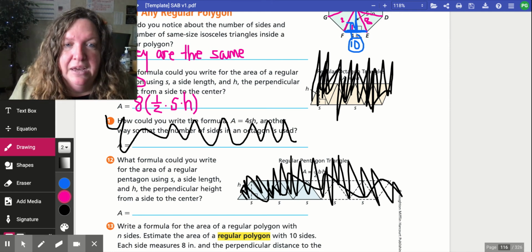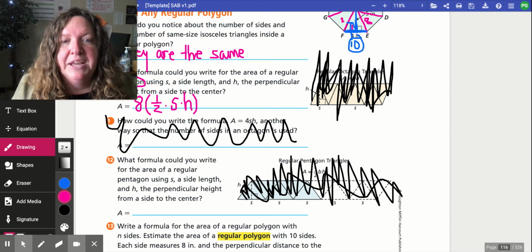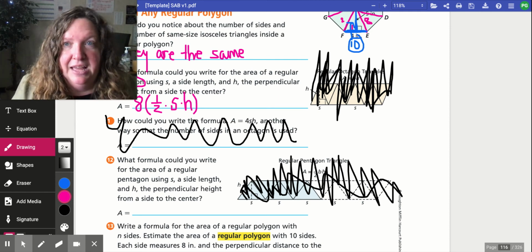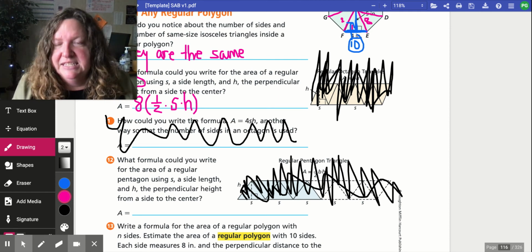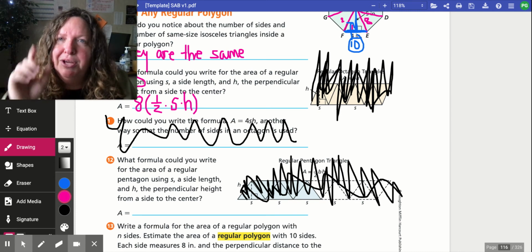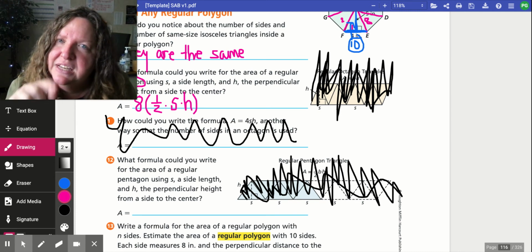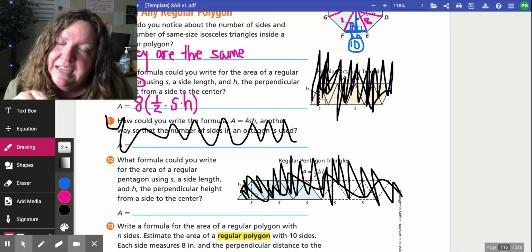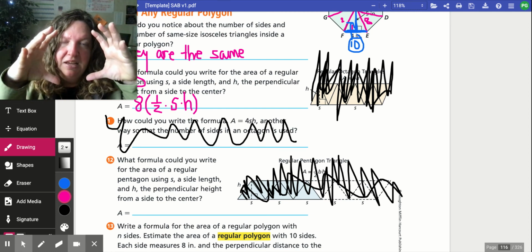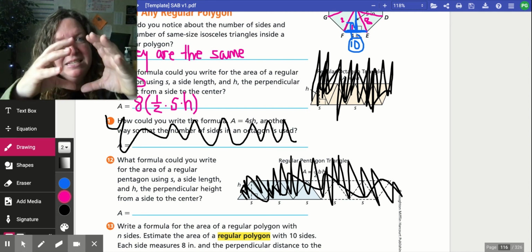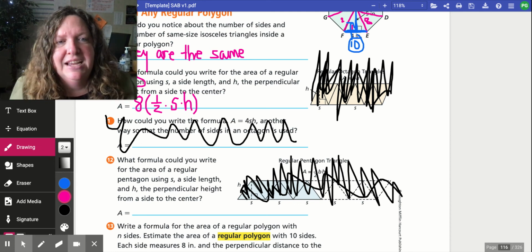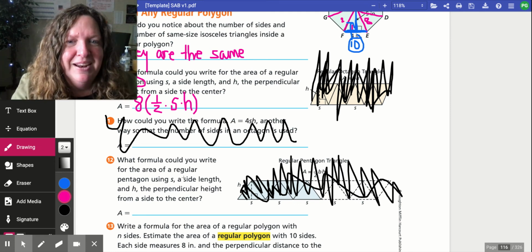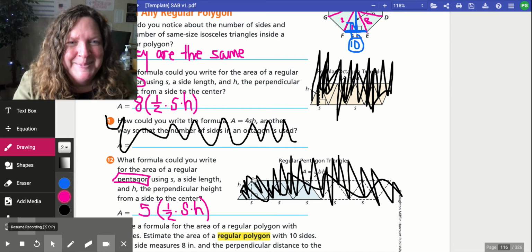What formula could you write for the area of a regular pentagon using S as the side length and H as the height? Pause and see if you can figure it out. We just did it with octagon. It has 8 sides. Now they're asking us to do it with pentagon with 5 sides. Pause and see if you can figure that out, and then come back.